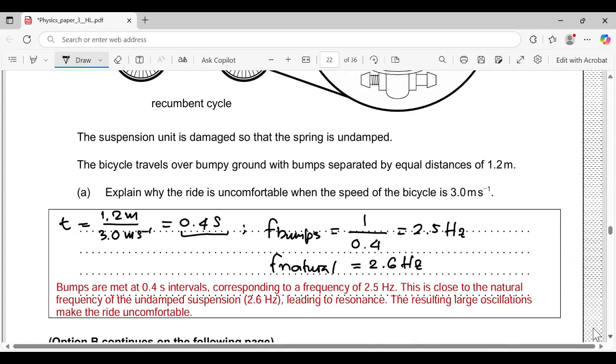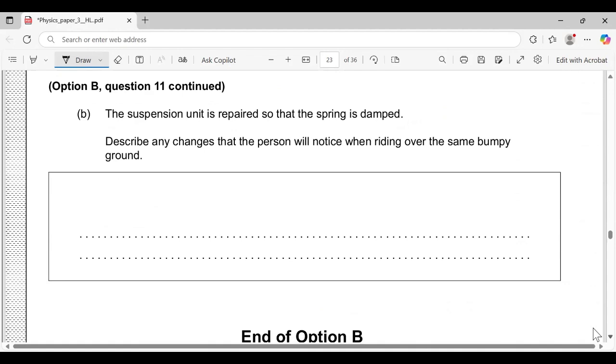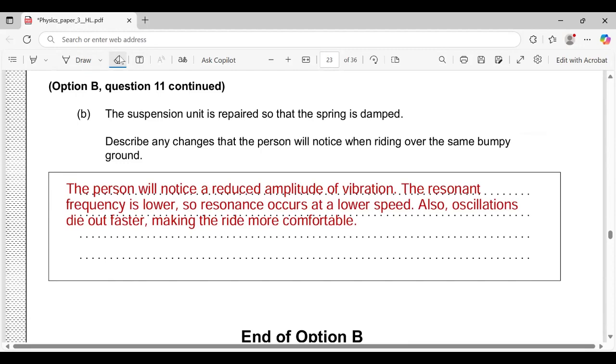Next, continue to part B. The suspension unit is repaired so that the spring is jammed. Describe any change that the person will notice when riding over the same bumpy ground. I have also provided my brief explanations about this question.